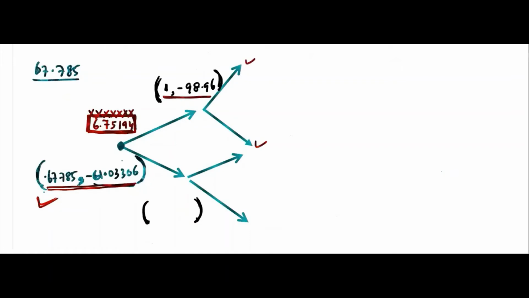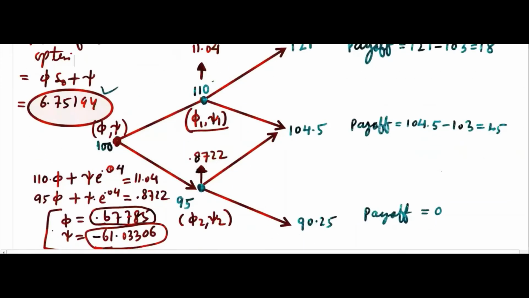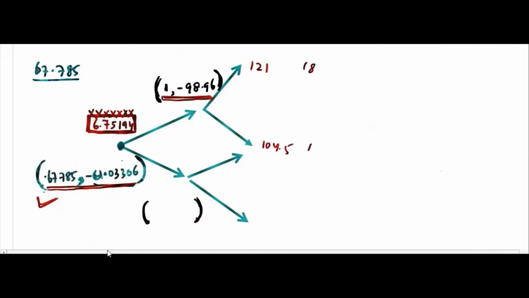Pre-visible is a word you will come across many times. Remember, pre-visible means you should be able to know what is going to happen here. Now it's binomial, two options, you are not sure, but you know that it will be either 121 or 90.5, whatever, 104.5. Using these and the payoffs, 18 and 1.5, we find this. So you must have this one here.